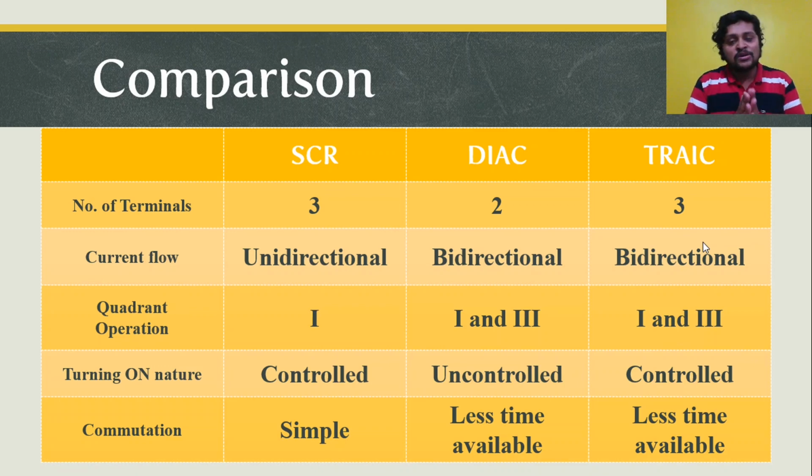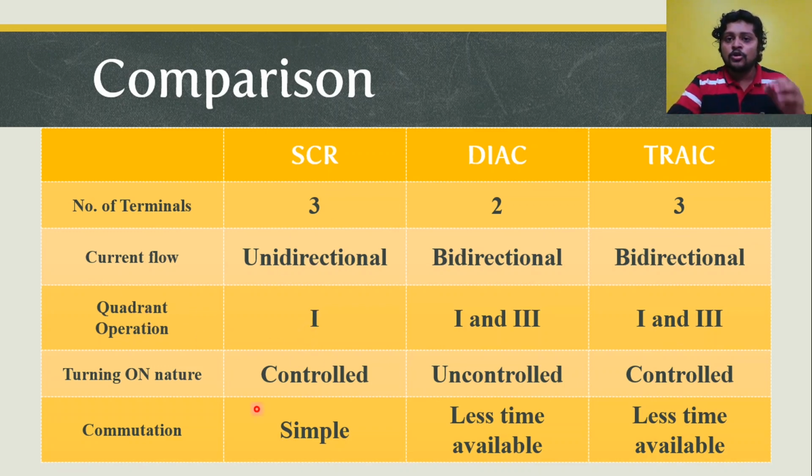Now SCR, yes, can work in the first quadrant as well as the third quadrant, but in the reverse bias condition it actually goes into breakdown, so it is not used for any application. So we are sticking to the forward bias characteristic only. That's why we are saying that it is only for first quadrant operation.